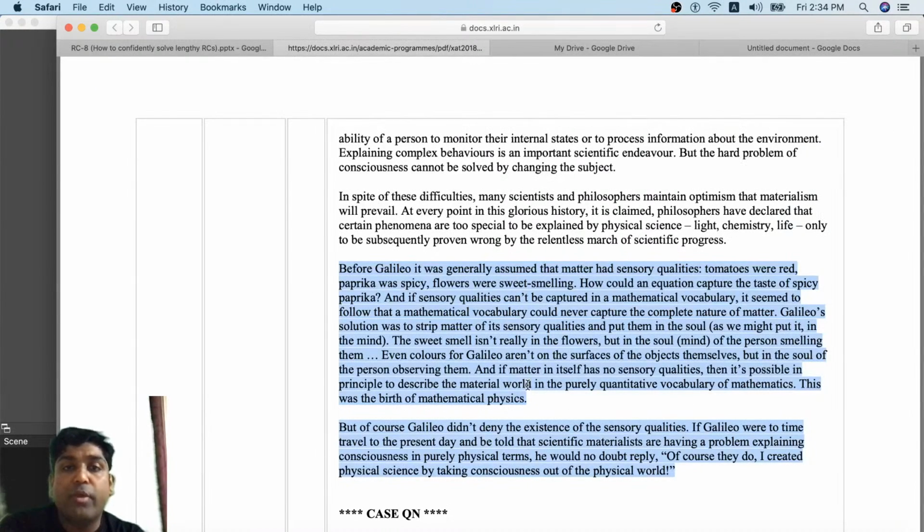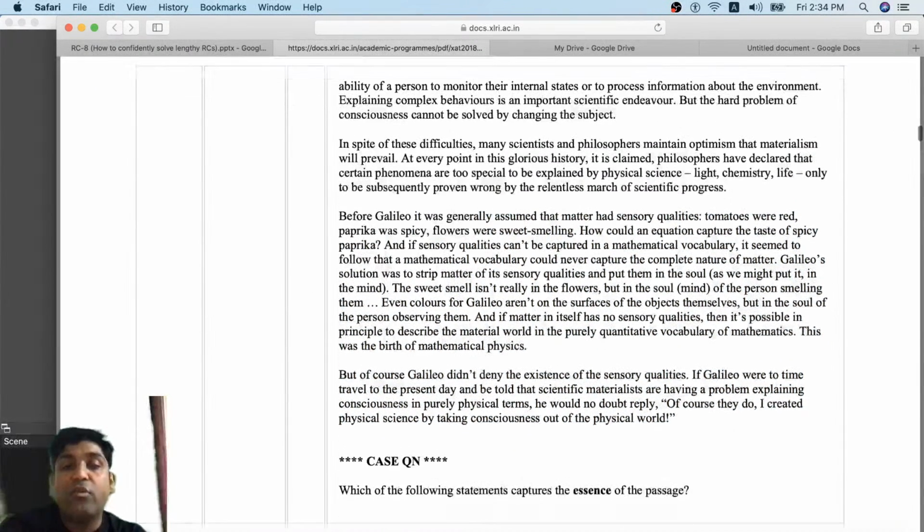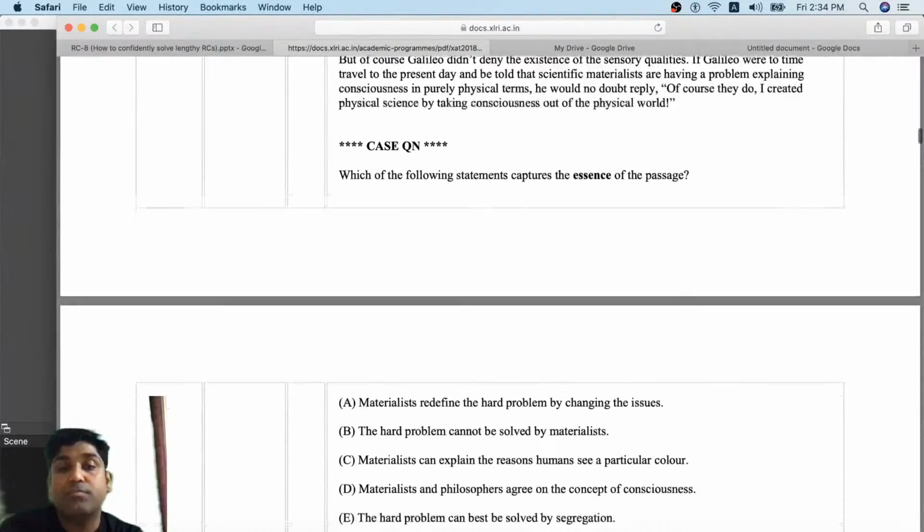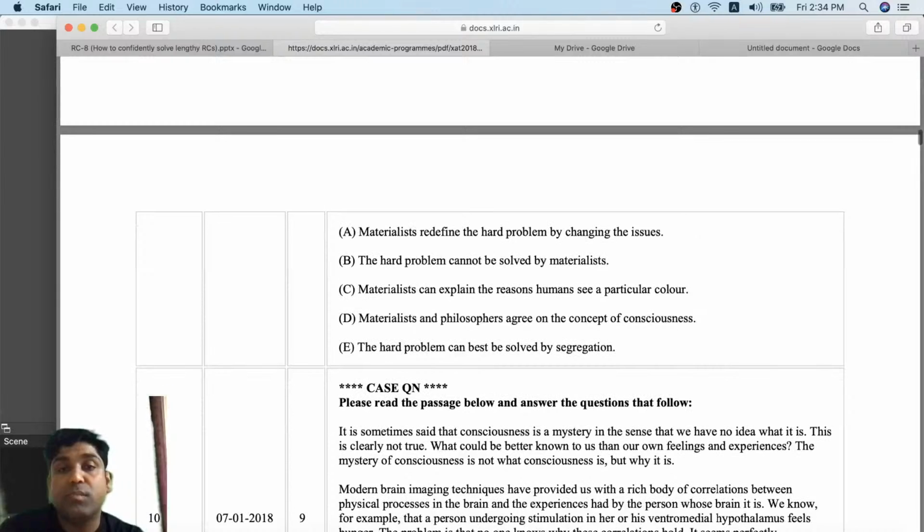Now let's try and solve the problem. Questions. Which of the following captures the essence of the passage? Materialists define the hard problem by changing. No, they don't. Hard problem cannot be solved by materialists. This can be. Materialists can explain the reasons humans see a particular color. This was not told. Materialists and philosophers agree on the concept of consciousness. This was never told. Hard problem can be best solved by segregation.